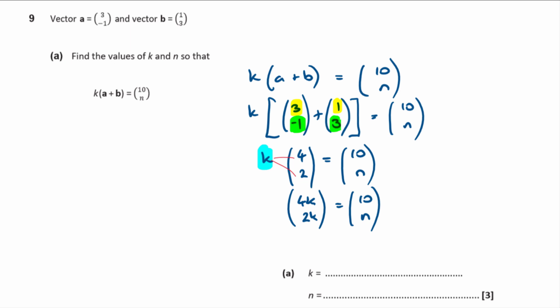So then comparing like with like, I've got this 4k here and that's equal to 10, and I've got this 2k here and that's going to have to be equal to n, isn't it? So I can equate those now. I can say that 4k must be equal to 10, which implies that k is equal to 10 divided by 4, which is 2.5. And I can say that 2k is equal to n. Now I know that k is 2.5, so 2k is 5, so n must be equal to 5. So k is 2.5 and n is 5.